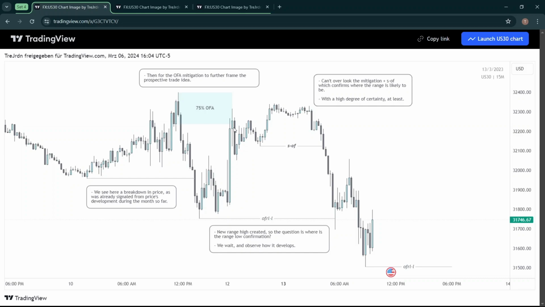But remember, take the information that's already given. If I had just a blank chart, I will show you how I actually do it. But take information that's already given and form a thesis. Extract the information, align it with your model or your framework, and just allow price to do its thing. And this is how you actually get detachment from being in the trade as well.